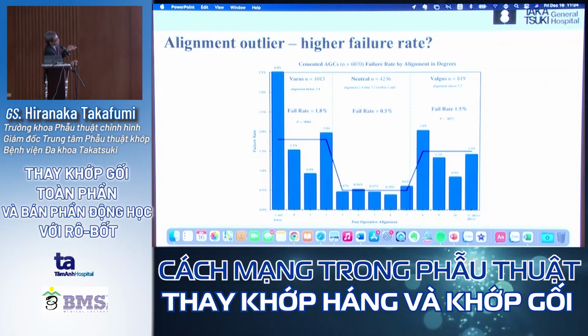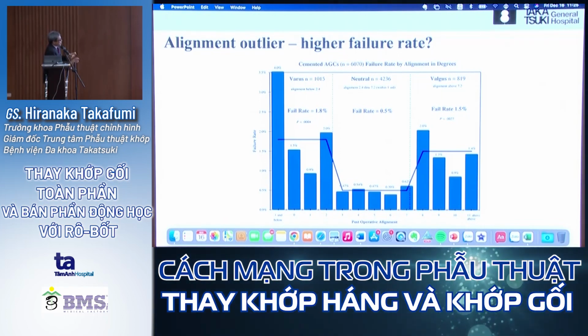This is a classic data. If you implant in two degrees varus or two degrees valgus, that can cause a higher rate of revision. But this data is based on mechanical alignment. So if we aim for mechanical alignment, the alignment outlier also causes imbalance of soft tissue.